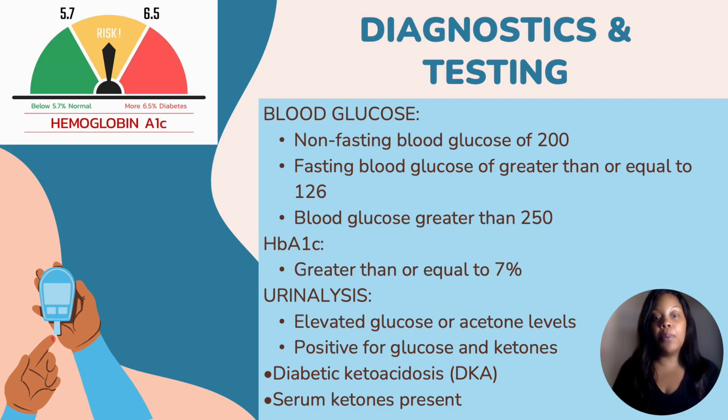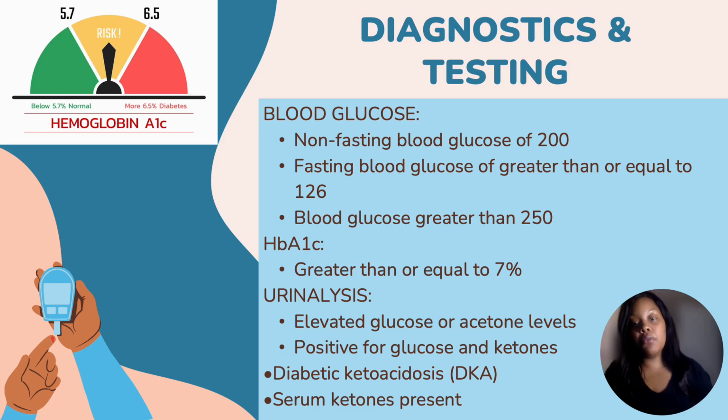All right. So they also can have positive glucose and ketones in the urine as well. This patient may be dealing with diabetic ketoacidosis, and we'll talk about that later on. And they will have serum ketones as well.